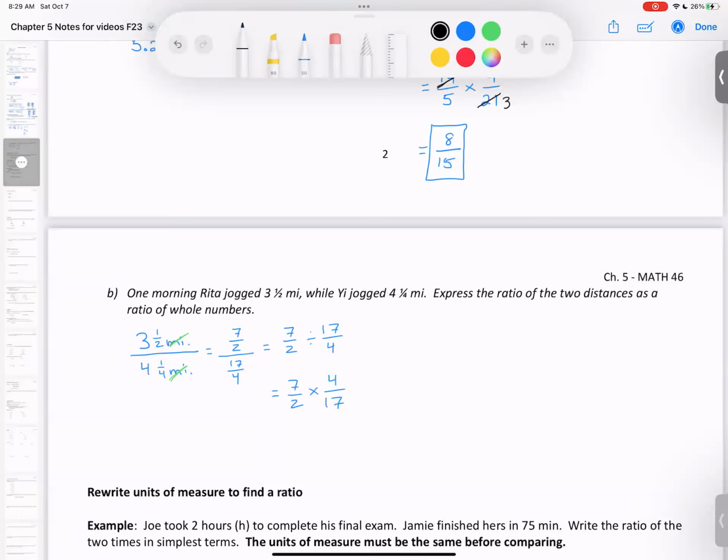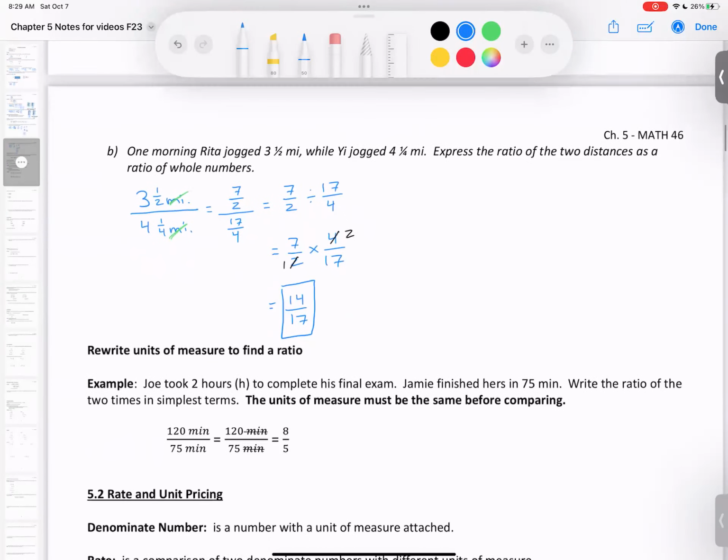And I can see I can cross simplify here because I can divide a 2 out of the top and bottom. So I'm going to go ahead and do that. And that's going to leave me with 14 over 17.